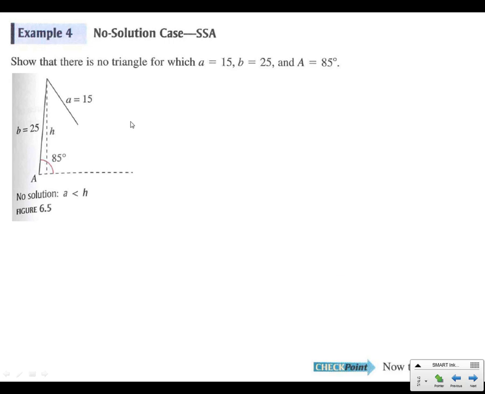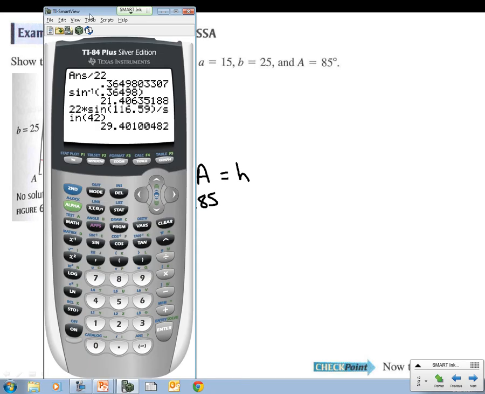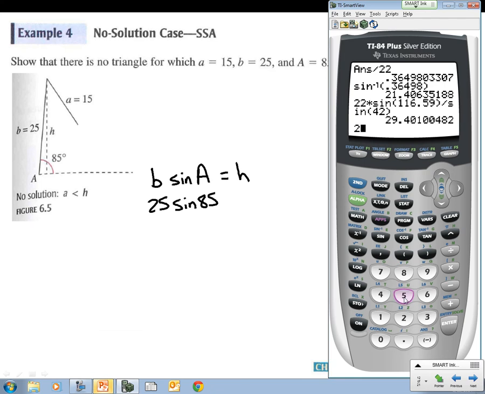All right, so now let's show that there is no triangle that can exist here. All right, there's no solution. So we've got angle A is 85, b is 25, a is 15. One thing that we could do is we could say b sine A, and that'll give us h. So in this case, we're going to say 25 times the sine of 85. Let's punch that in.